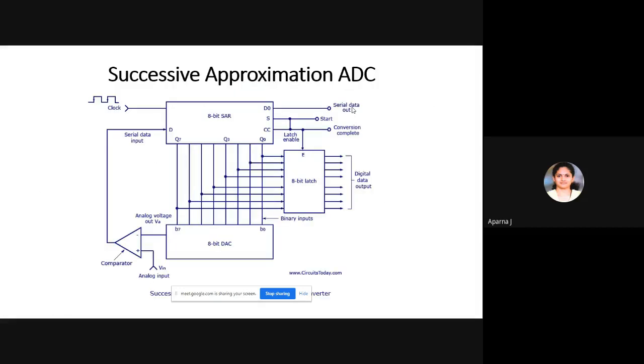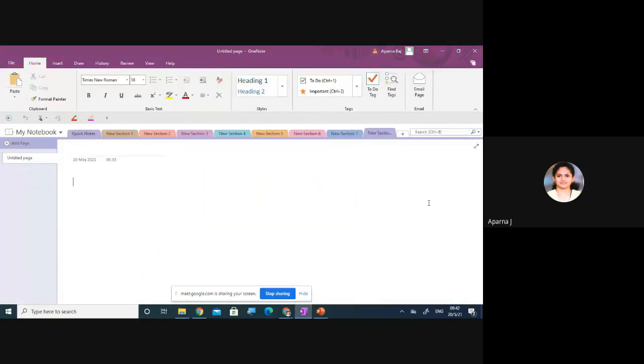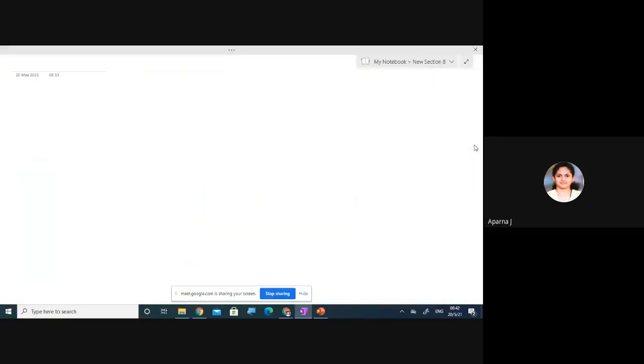Okay, so let us go to the next section. So in today's class, let's see about rectifiers. I hope you know what a rectifier is.